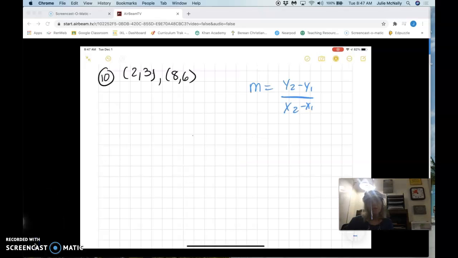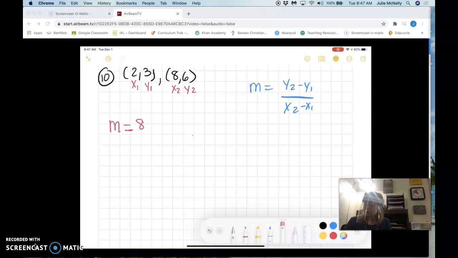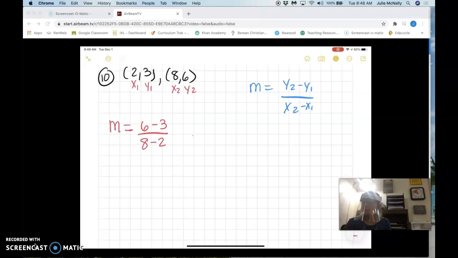For the last section, you're just using that formula that we used in the beginning, plugging in these ordered pairs and solving. So the first thing I'm going to do is label my x1, y1, x2, y2, and then I'm just going to plug it in and solve. M equals 6 minus 3 over 8 minus 2.